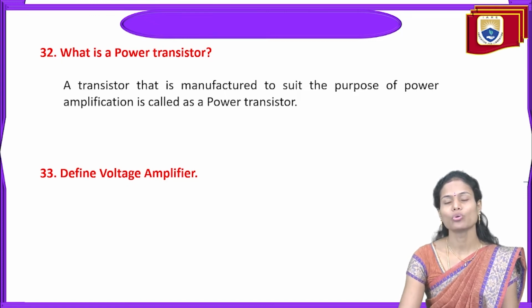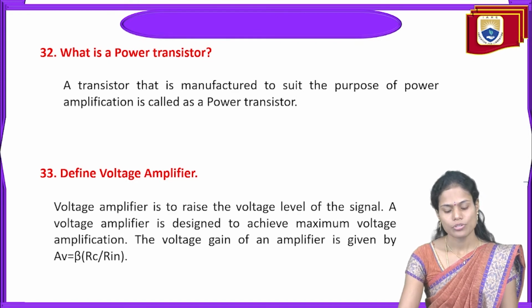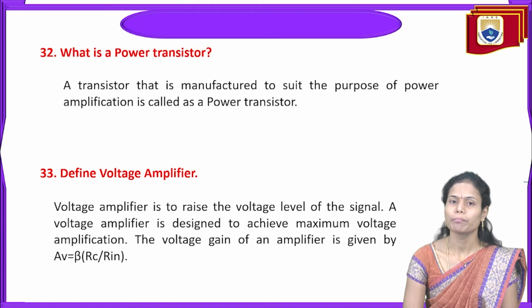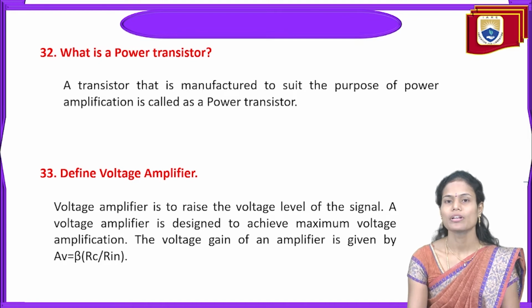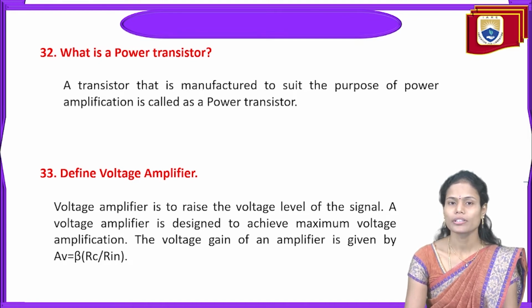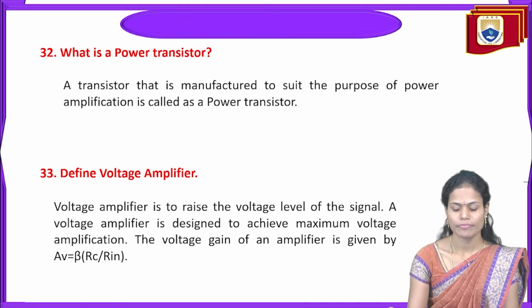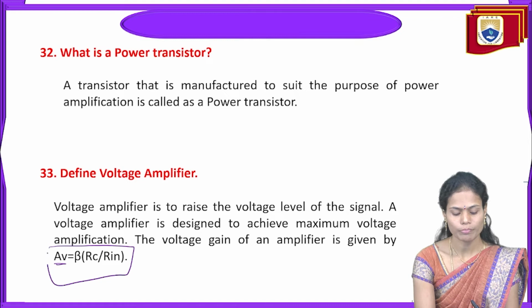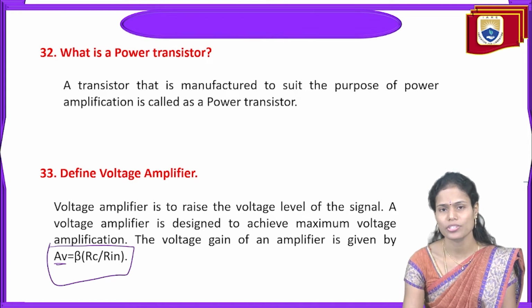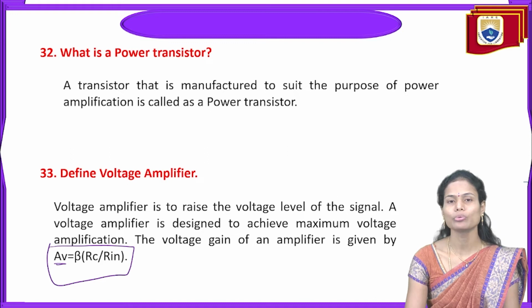Next, define voltage amplifier. So a voltage amplifier is used to improve the strength of the voltage of that particular signal. A voltage amplifier is designed to achieve the maximum voltage amplification. The voltage gain of that particular amplifier is indicated by beta into RC by Rn, that is, the current amplification factor in that amplifier into collector resistance by input resistance.